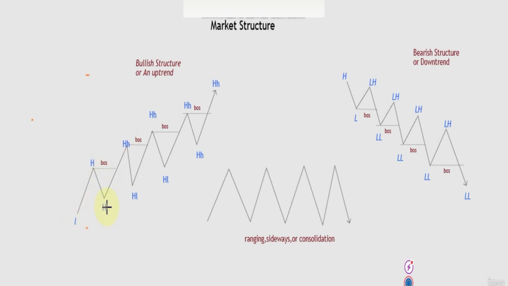Why do we call this higher low? Because it is higher than this low. This low is higher than this low. Okay, and this low is higher than this low. That's why we call this higher low, and that's why we call this higher high, because this high is higher than this high. Okay, and then this one in the middle, this is a BOS, we call it break of structure. So this low broke this high.